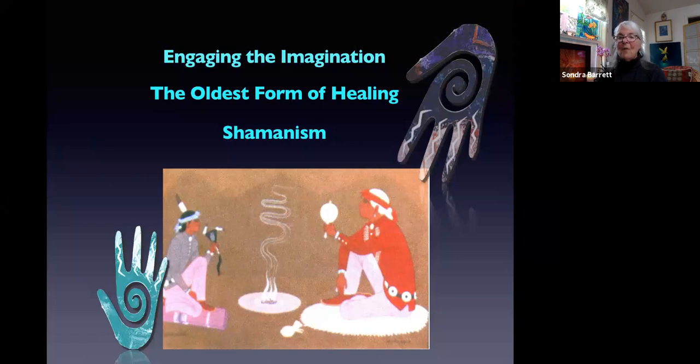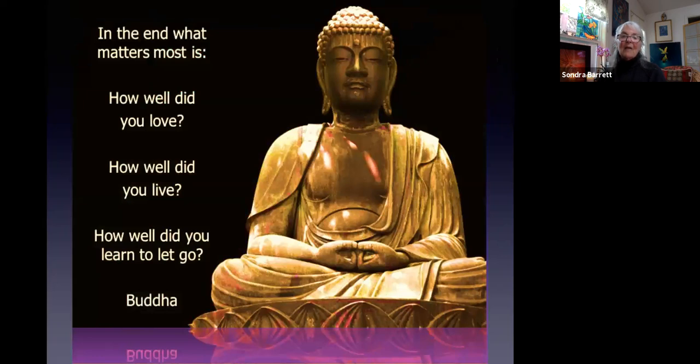So the oldest form of healing is shamanism, being able to engage the imagination, being able to change your consciousness at will. And we will use some of those practices in the class. And another reminder from Buddha: in the end, what matters most is how well did you love? How well did you live? How well did you learn to let go? And remember, the cells let go in order to mature. So it's often said we need spiritual maturity by letting go of our attachments.